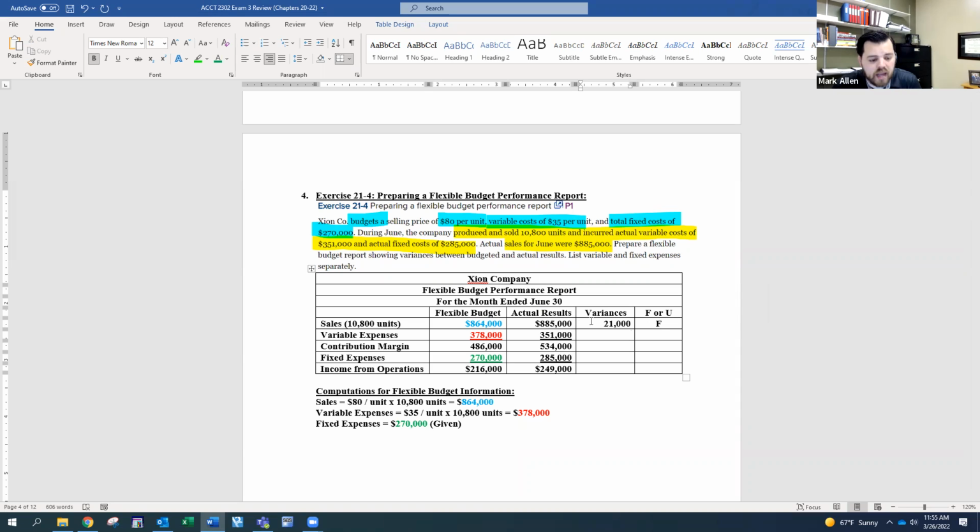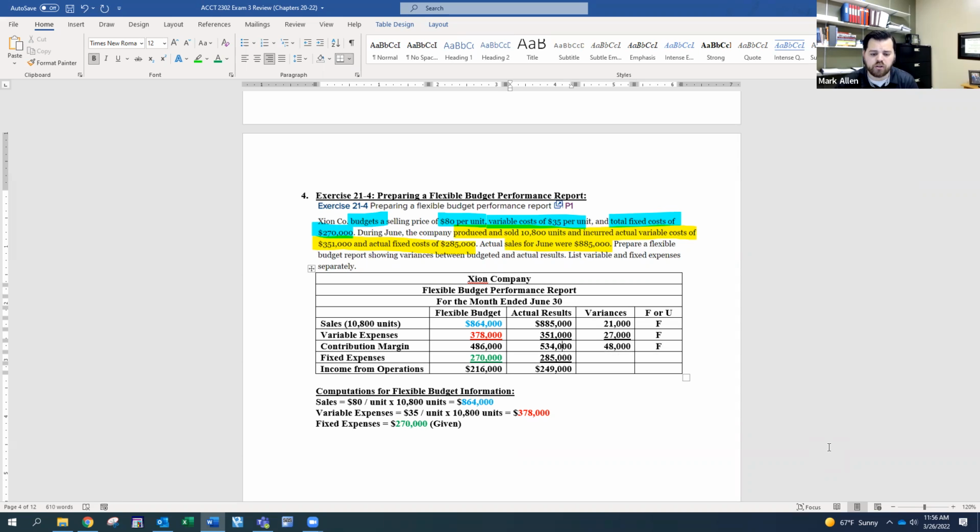Now, for my expenses, I want actual less than budget because that means I did a better job managing my costs. So in this case, with my variable expenses, actually I spent $351. I planned to spend $378. That's a variance here of $27,000, and it is also favorable. Now, two ways to get this next one. 21 plus 27, since they're both favorable, you can add them. $48,000. And since they're both favorable, of course, that's favorable.